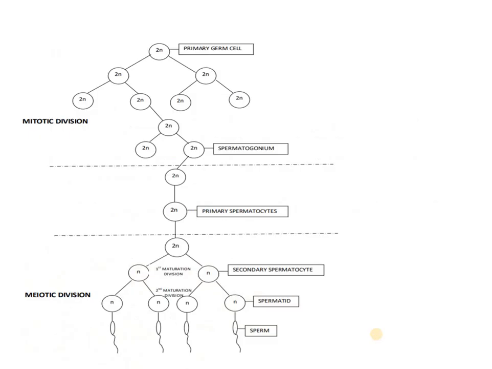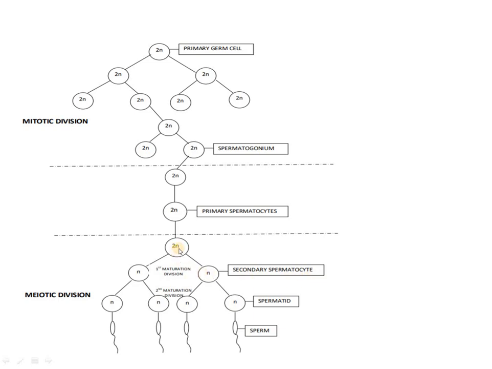So whatever we have discussed is elaborated in this schematic representation. First of all, we have the primary germ cell present in all male organisms. Okay, this is 2n in number, and it will divide through mitotic cell division and lead to the formation of spermatogonium or the sperm mother cell. Now this will again divide through mitotic cell division and lead to the formation of primary spermatocytes. After this, the primary spermatocytes will undergo division. Which type of division? Meiotic cell division. So through meiotic cell division, it will lead to the formation of the secondary spermatocytes.